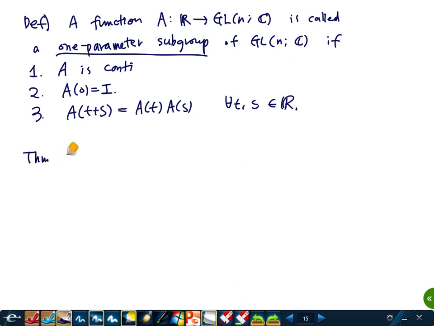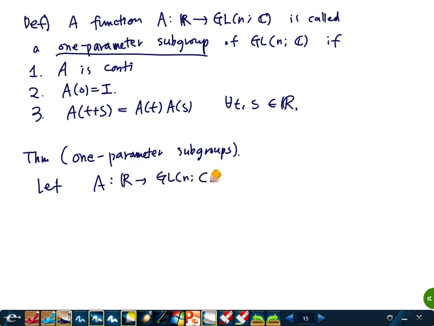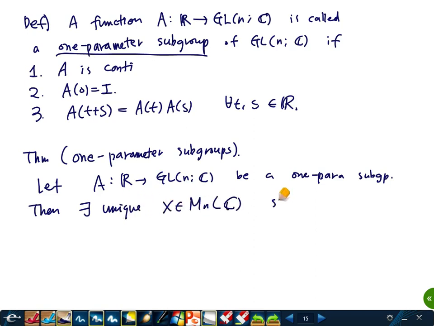And the theorem is the one parameter subgroup theorem. Let A be a one parameter subgroup. Then there is a unique matrix X such that A(t) is equal to e to the tX. So a one parameter subgroup always looks like e to the t times such a matrix.